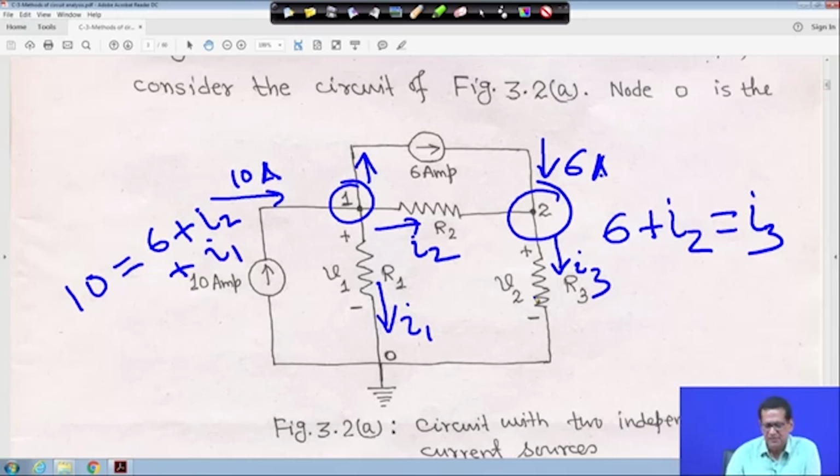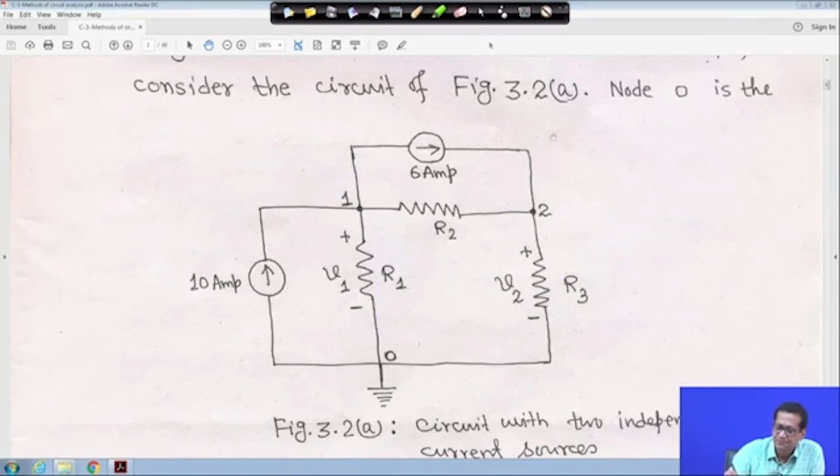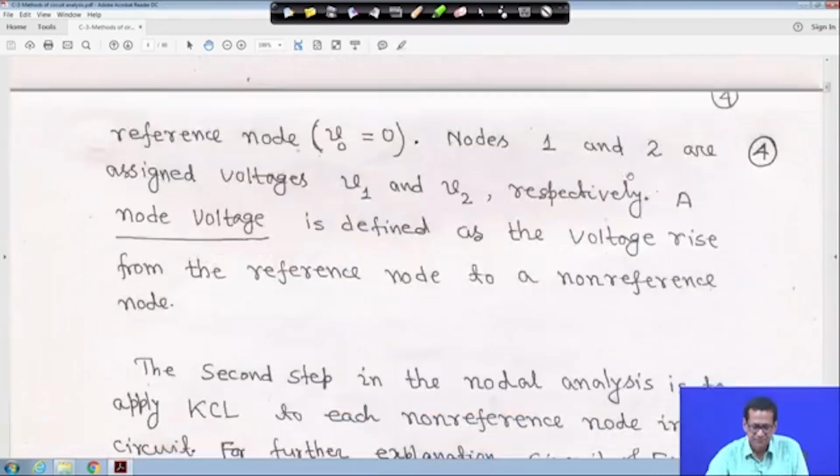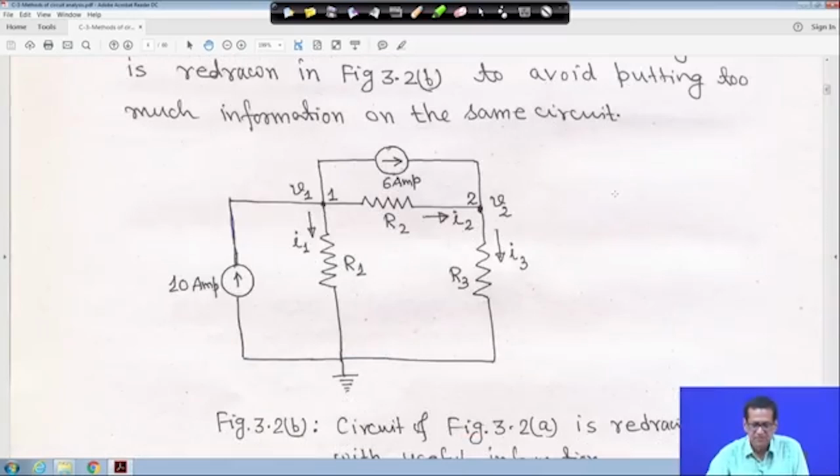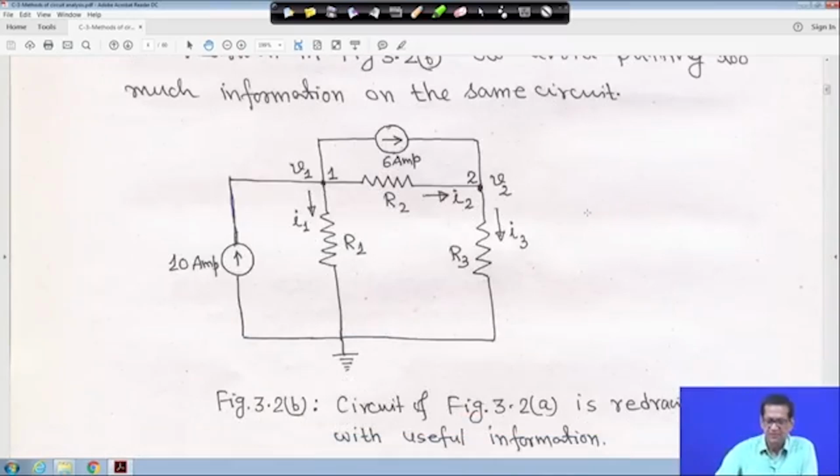Now, if you try to find out what I1, I2 and I3 will be, first let me clean it, then I will go to this. So, if you see this circuit here, now this voltage is marked. I1, I2, I3 are all marked, and all the equations I wrote for you for I1, I2, I3.